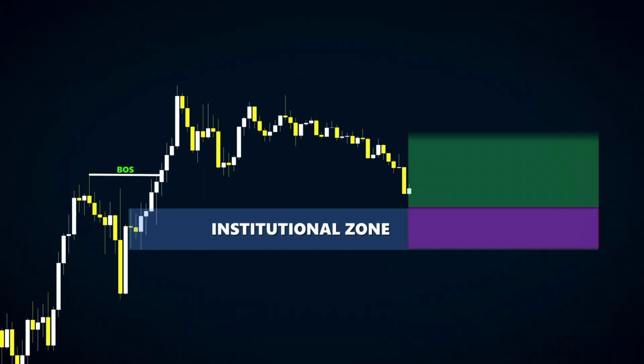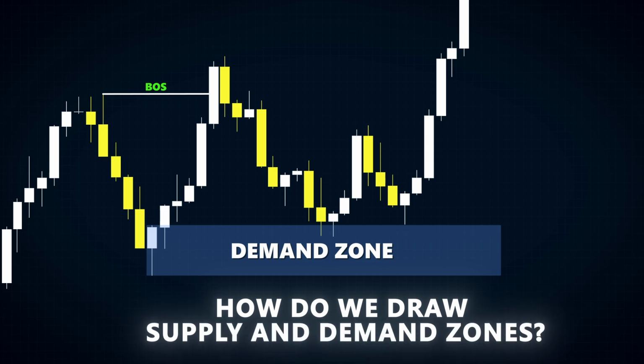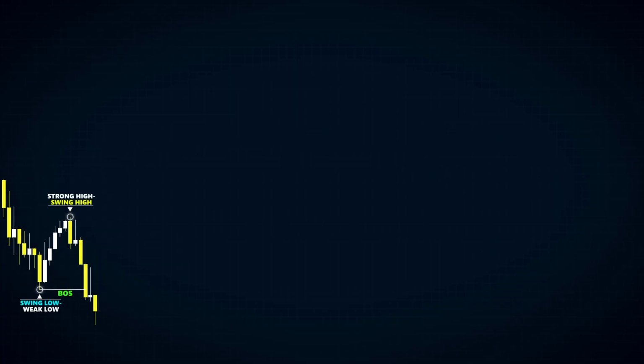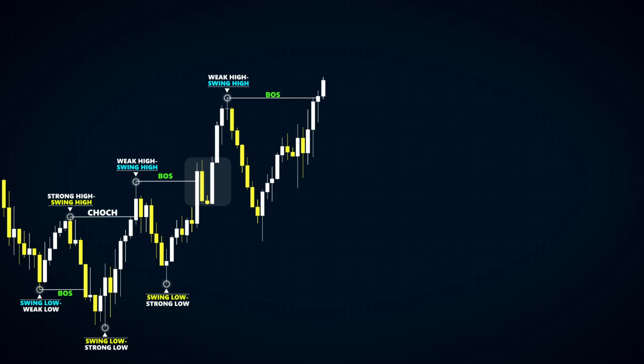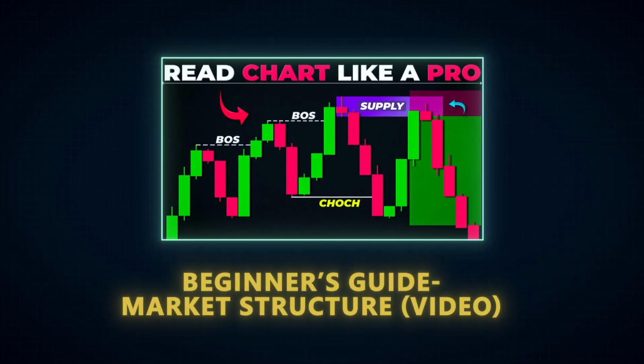So now you know what supply and demand are, and how they're based on smart money moves. But here's the tricky part. How do we draw these zones the same way every time? Before we jump in, keep this in mind. Your best trades will always line up with market structure. If you're not sure how to read structure, I've got a video on that. Go check it out first.